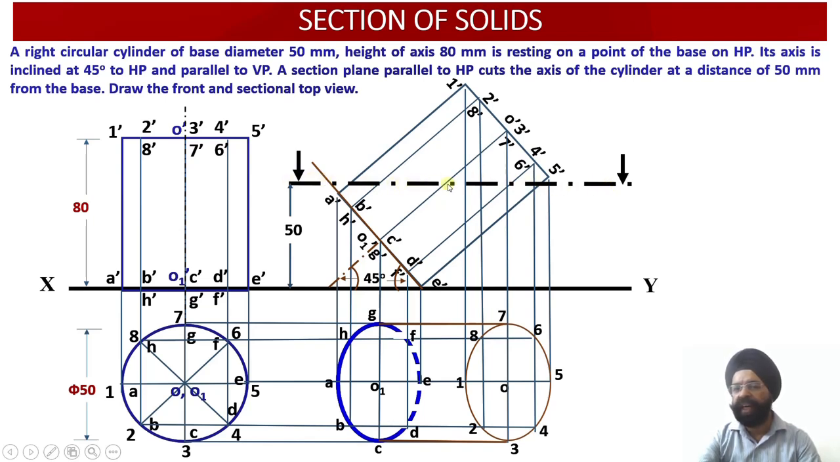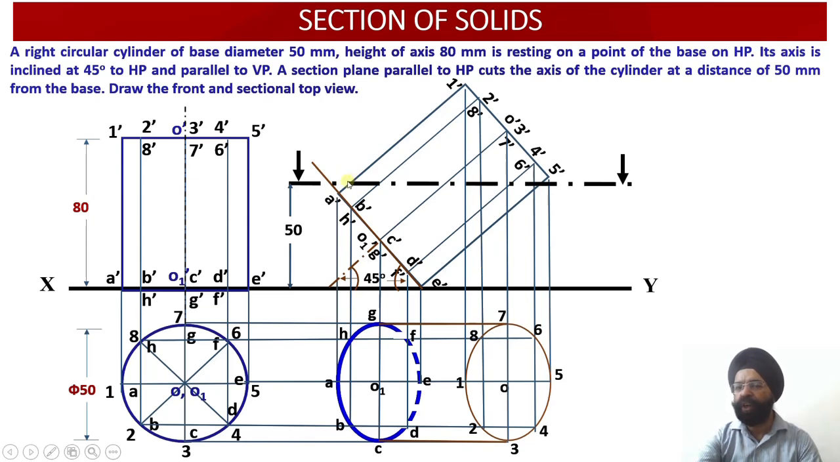So this particular cutting plane cuts all the generators, and we very well know whenever a cylinder is cut by a cutting plane which is cutting it in an inclined way. So here, as I explained to you earlier, even though this cutting plane is parallel to HP, since the cylinder is inclined, the net effect is a cylinder being cut by an inclined plane. So the true shape of the cut section will be an ellipse. So let us see how we get this bigger ellipse constructed onto the top view, which will provide us with the true shape of the cut section.